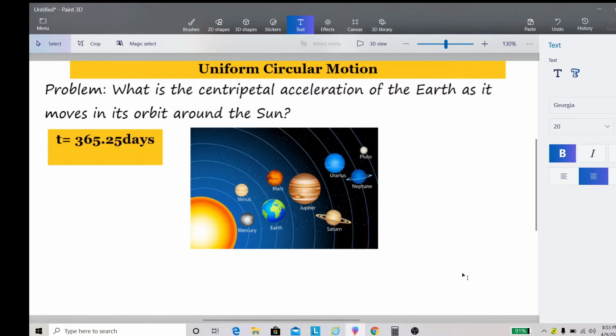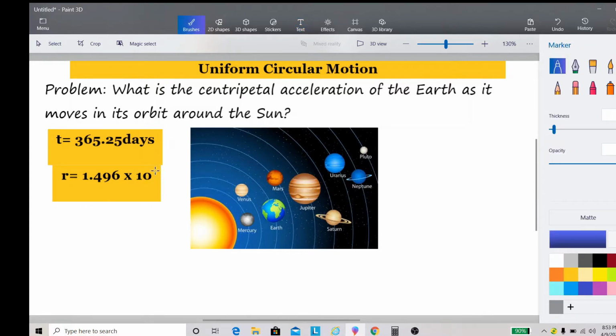The distance of the Earth's orbit from the Sun is approximately 1.496 times 10 to the 11 power, so the radius is equal to 1.496 times 10 to the 11 power. Okay, so those are our givens.